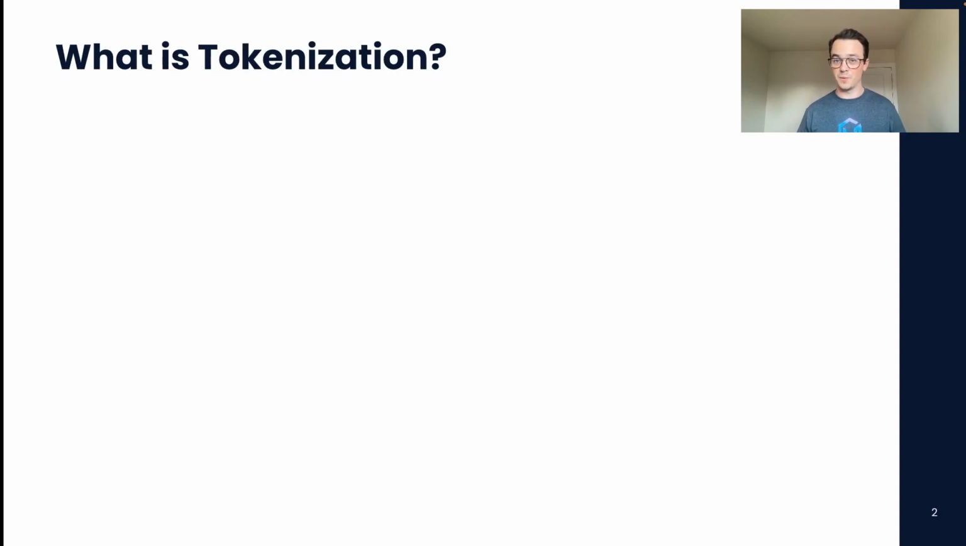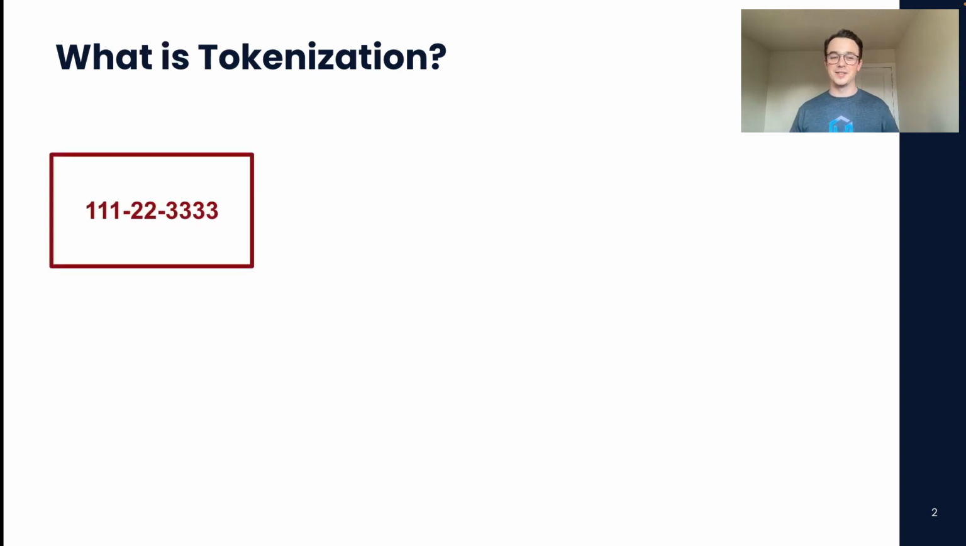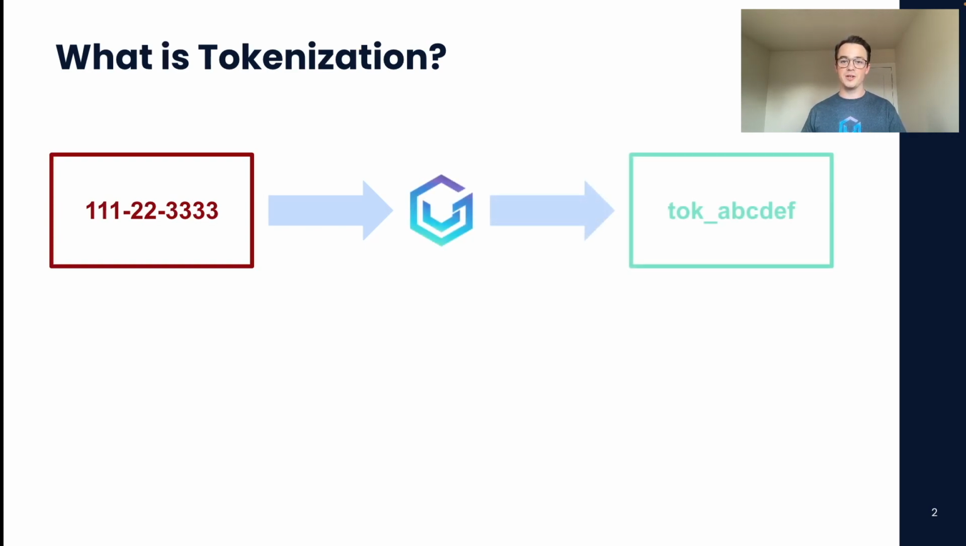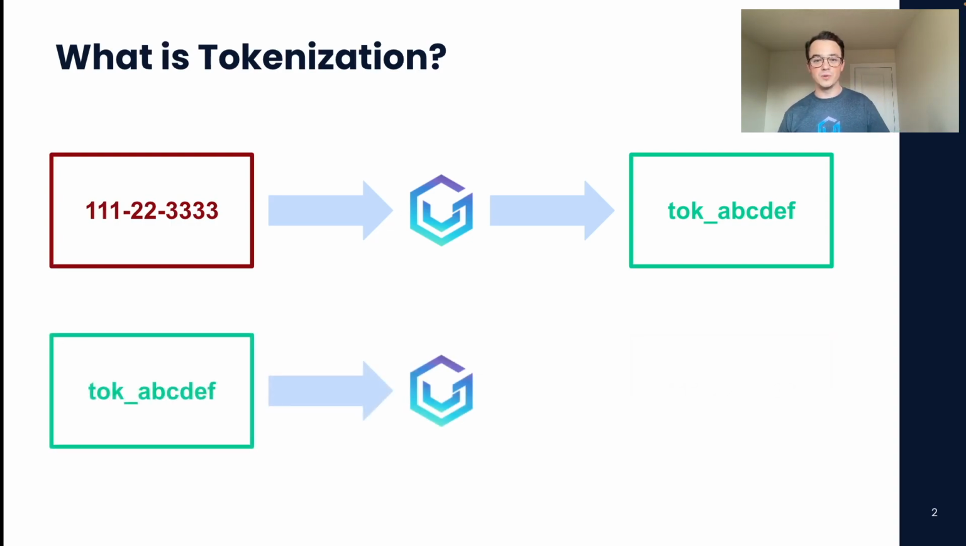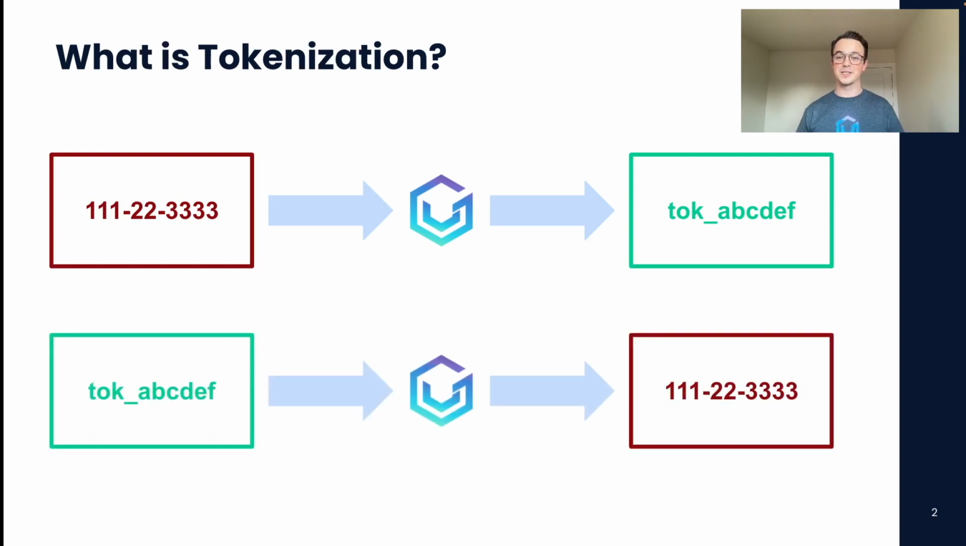So first off, what is tokenization? Here I have an example of a social security number. Using VGS, we can vault that social security number and provide you back a token, a tokenized version that you can store in your environment. With this token, we can ensure that only privileged users can access that original data. But without being a privileged user, you can never get the original social security number.